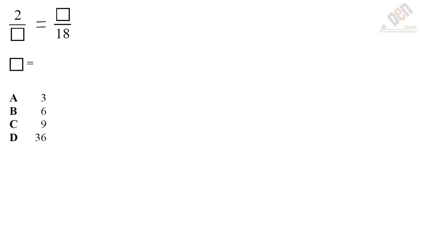2 over square is equal to square over 18. The square is equal to what? Okay, let's solve this algebraically. What we have here is pretty much 2 over our square is equal to our square over 18.